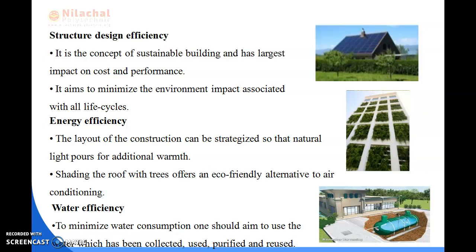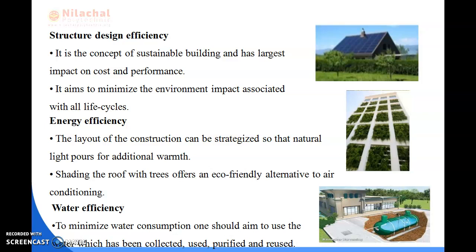Life cycle of a building means what? What is included in the life cycle of a building? From planning, design, construction, renovation, maintenance, operations up to renovations. This contains all the life cycle of a building.